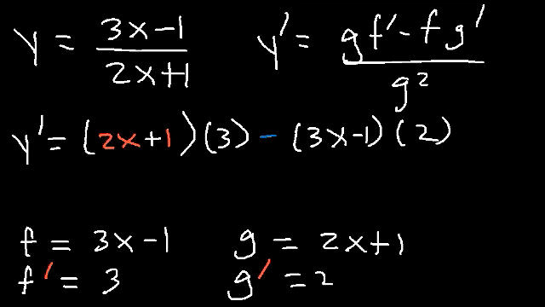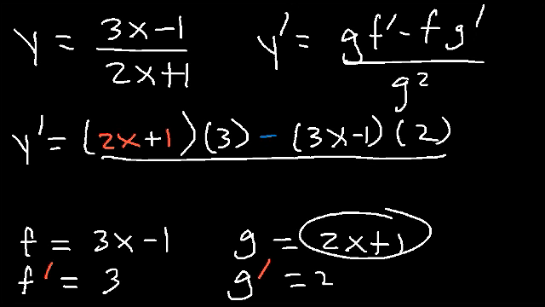So you have to be careful when you plug this in. If you make one mistake, this whole problem could be gone. So just pay attention to detail as you work out this problem. Now we need to divide by g squared, which is 2x plus 1 squared.